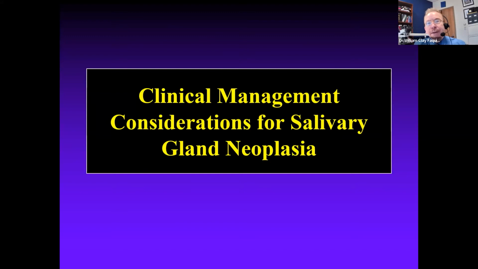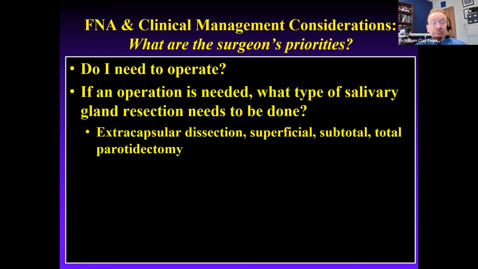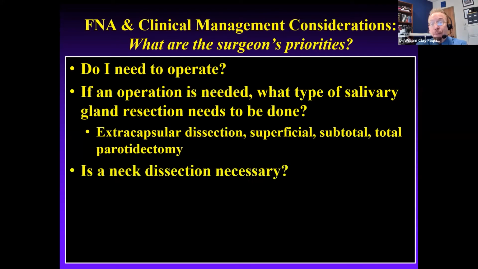So just quickly, let me summarize what are the clinical management considerations that we should keep in mind when we are doing an FNA of the salivary gland and reporting it. The clinician wants to know, does he need to do an operation on this patient? So whatever we tell him, it's going to guide him to whether he needs to do an operation or not, and what kind of operation should he do? Should he do a radical resection, or can he just do some kind of superficial parotidectomy, for example? And is a neck dissection necessary? Is this a tumor or something that's going to involve lymph nodes in the cervical chain, and maybe he would need to do a neck dissection?